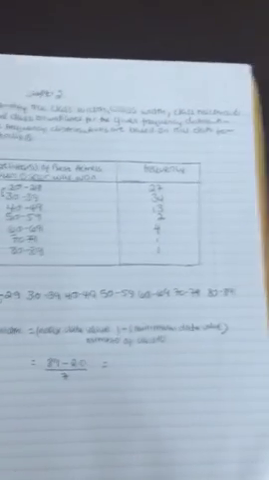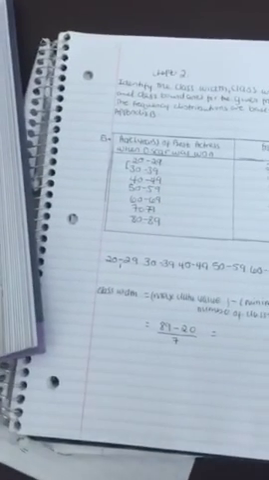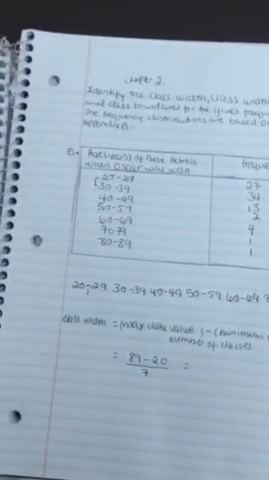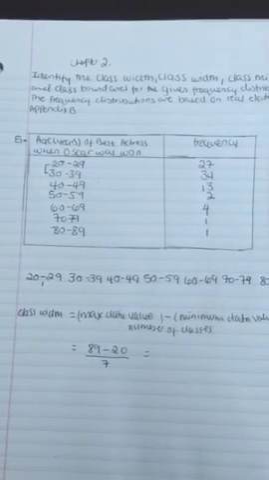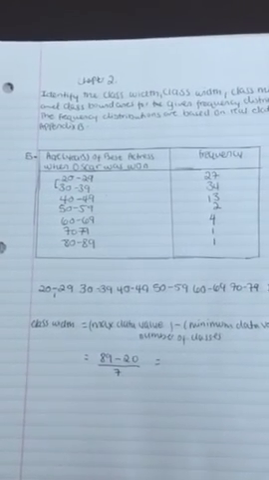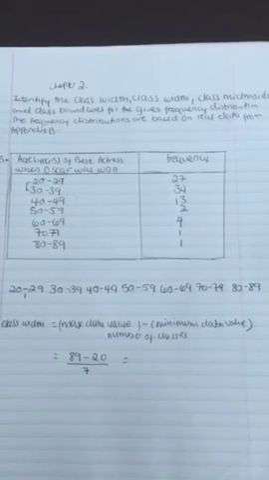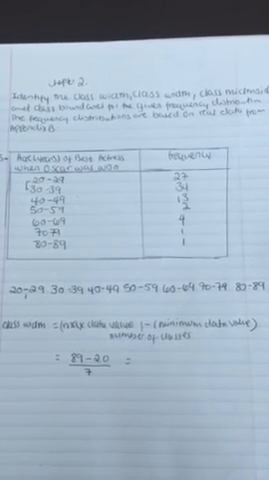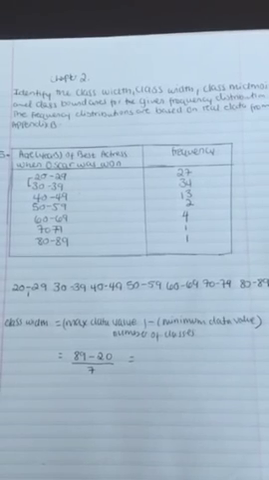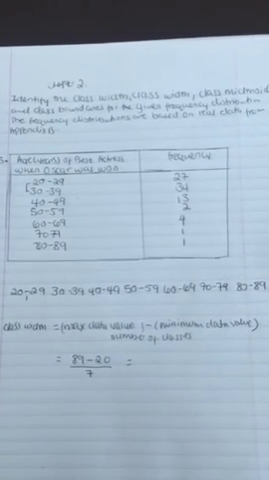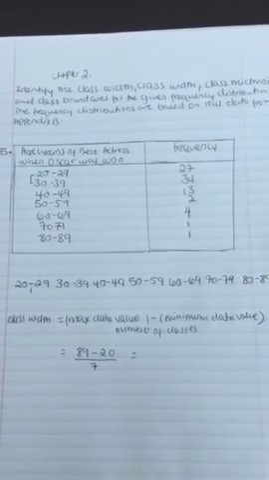As we could see here, we have a question about what I just mentioned earlier. We are asked to identify the class width, the class midpoints, and class boundaries for a given frequency distribution table. And the frequency distributions are based on the real data from Appendix B.